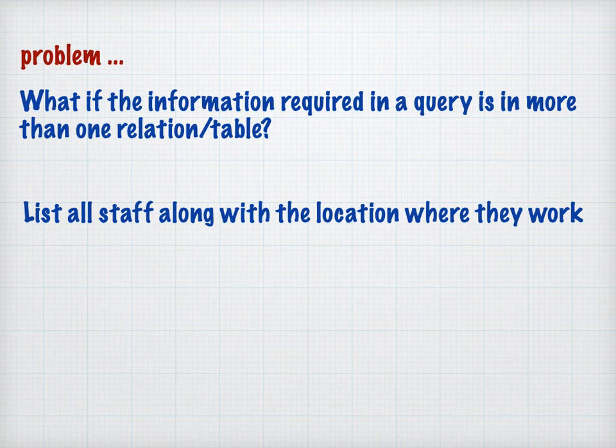Now, the next obvious question is, we can take a table and we can cut it into rows, we can cut it into columns, but you may have noticed that in all the examples that we've looked at so far, we've only been working on one relation or one table. So the question is, what happens if we need to collate or display information from more than one table? We can do this by using an example. Let's have a look at this one here. It says, list all staff along with the location where they work. So all the staff and where they work.